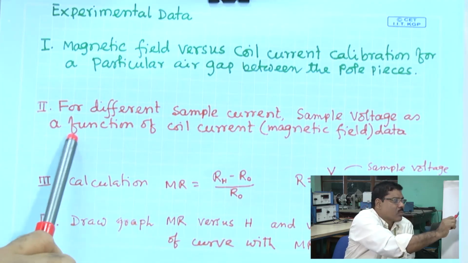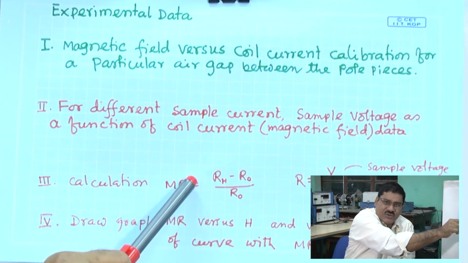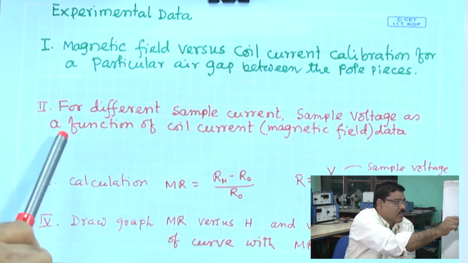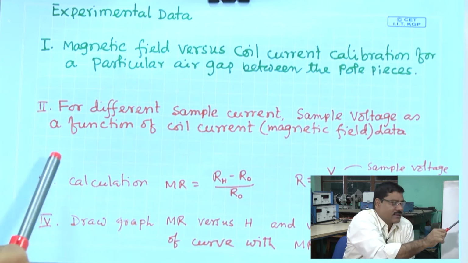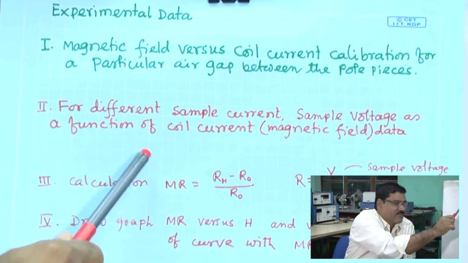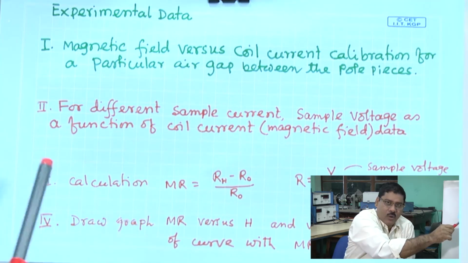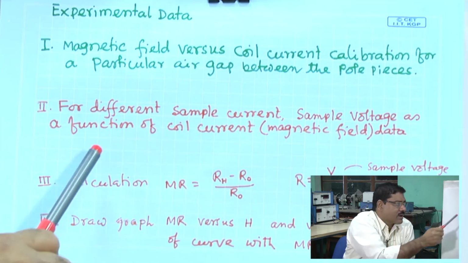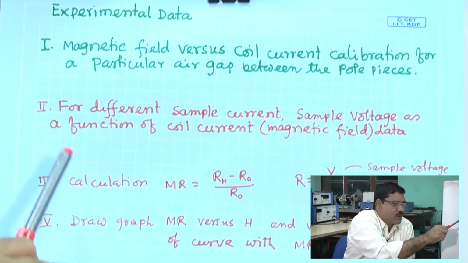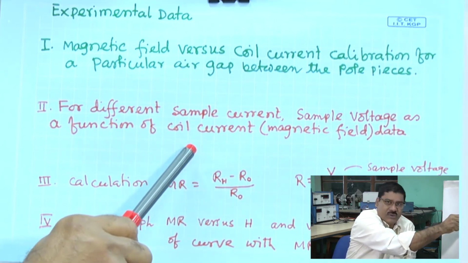for a particular sample current, what is the voltage across the sample for different coil currents, that we will note down. And we can keep another column after the coil current, that is the magnetic field. From that calibration curve one can find out the magnetic field from this current. So, basically you are getting data of magnetic field versus voltage.